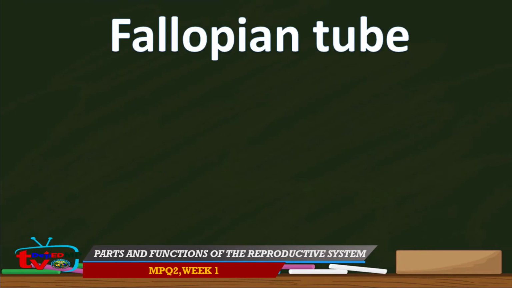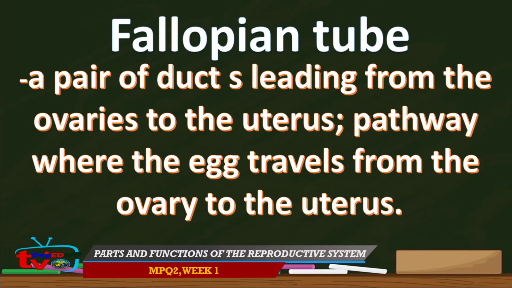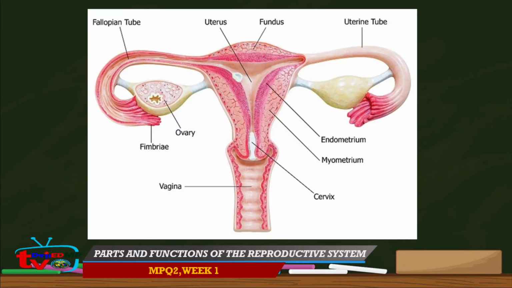Next part is the fallopian tube. Fallopian tube is a pair of ducts leading from the ovaries to the uterus. It is the pathway where the egg travels from the ovary to the uterus. There are 2 fallopian tubes in the female reproductive system. This one and the other side.